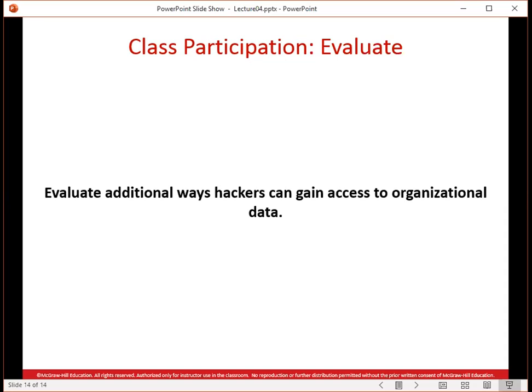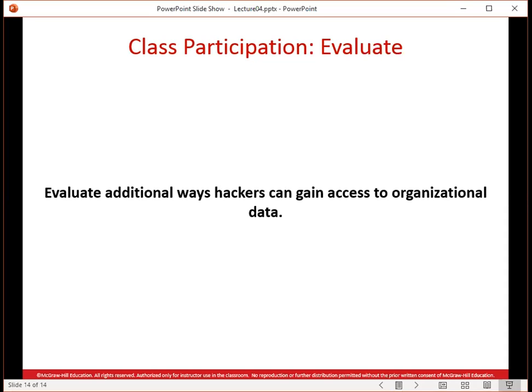Some of the ways that hackers can get into a building is they go through the smoking door. They just wait outside where people go to smoke, and then when one of the legitimate smokers goes back into the building, the hacker just goes right in with them.